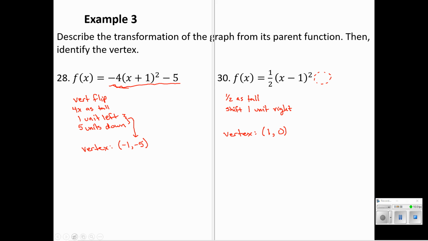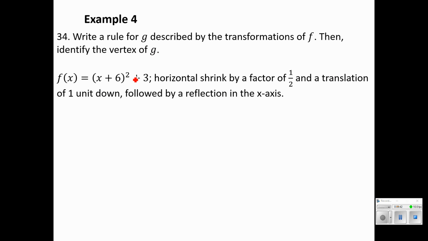Example 4. Here's where things get a little bit more interesting. Write a rule for function g described by the transformations of function f. Then identify the vertex of g. Okay, so we need to come up with this function g, and they're telling us, first of all, we've got a function f that is not just x squared. So instead of a parent function, we've got a grandparent function. And here's the parent, we need to come up with the child.